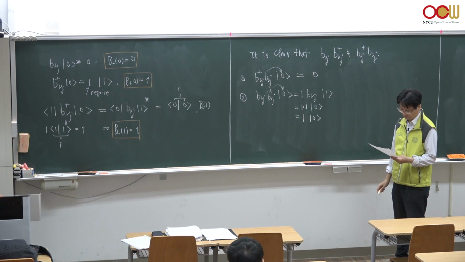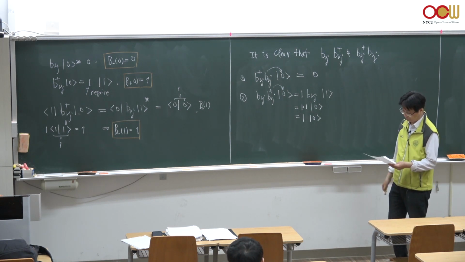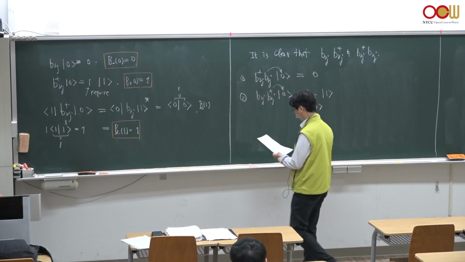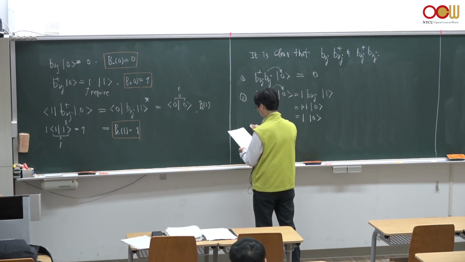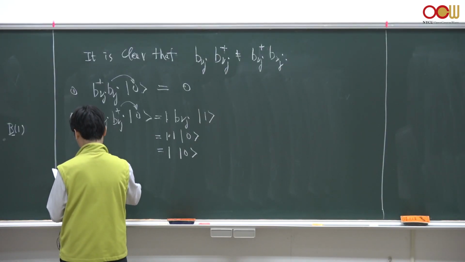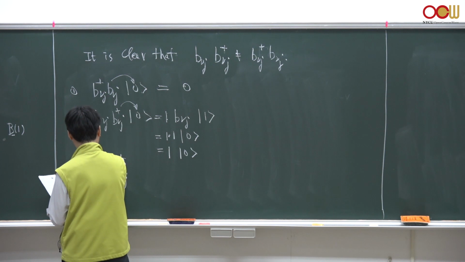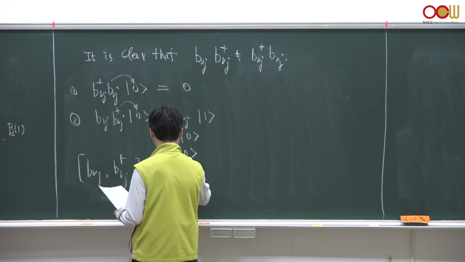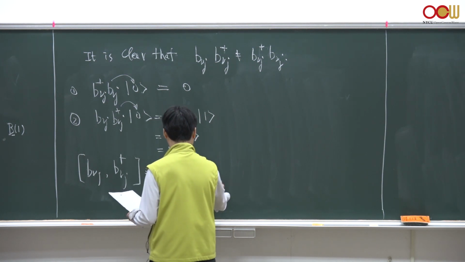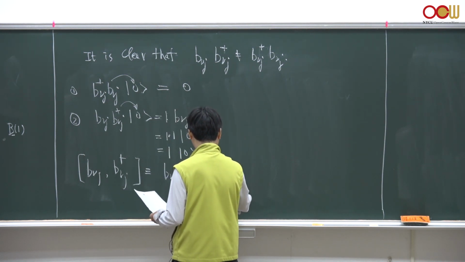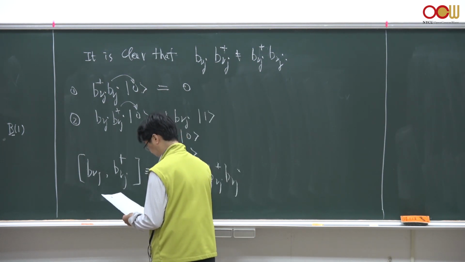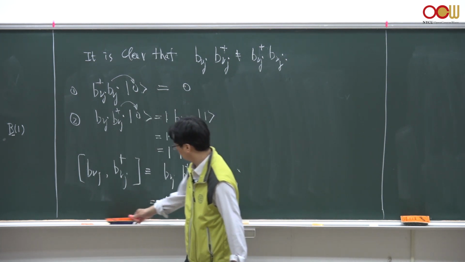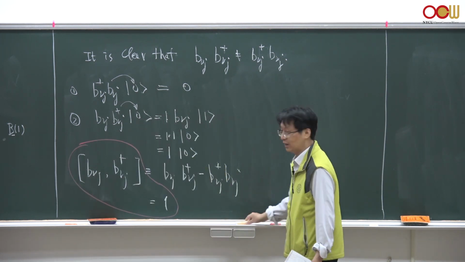So here comes the magic. If I subtract one from another, I get something finite. b nu j, b nu j dagger is a commutator, which is defined as b nu j, b nu j dagger minus b nu j dagger, b nu j, which is 1. Okay, so this is the third commutation relation for bosons, which is highly non-trivial.